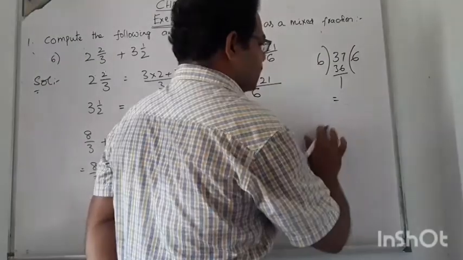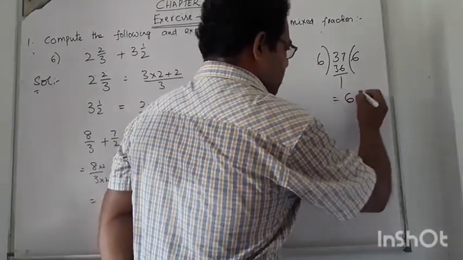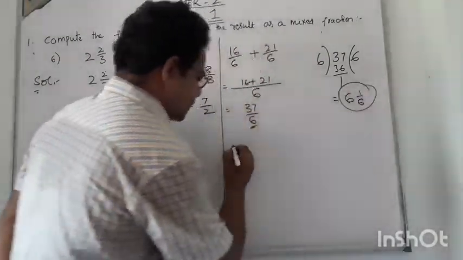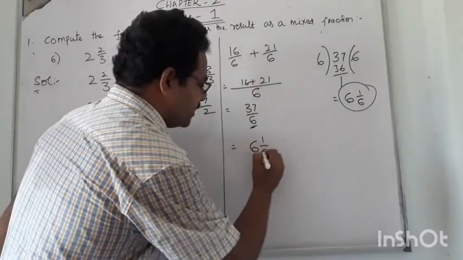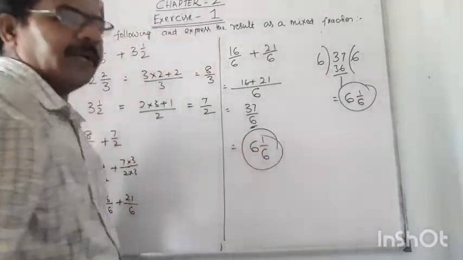This is equal to, how to write this one? 6 and 1 by 6. So this can be written in the form of 6 and 1 by 6. This is the required answer.